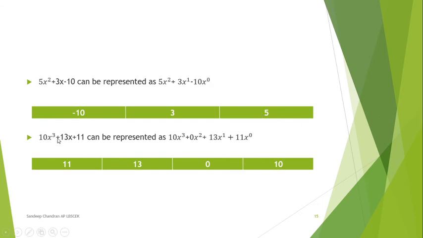Another example: 10x cube plus 13x plus 11 can be represented. Here the x square term is missing, so we will add a 0 there. So 10x cube plus 0x square plus 13x raised to 1 plus 11x raised to 0. Same thing: x raised to 0's coefficient is 11, x raised to 1's coefficient is 13, x raised to 2's coefficient is 0, and x cube's coefficient is 10. Okay, this is one of the applications of arrays.